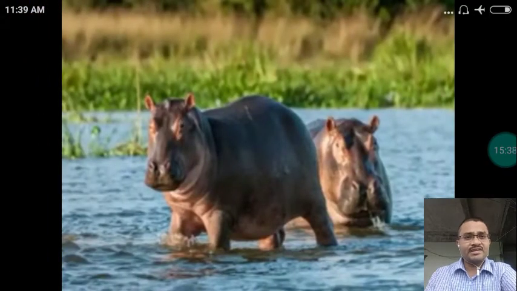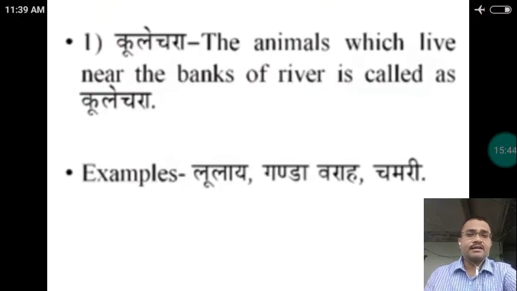Now, the first classification, hippo. Kulechara. What are Kulechara? The definition of Kulechara animals is the animals which live near the banks of a river. Near the banks of the river, they will dwell. Examples: Lulaya, Ganda, Varaha, Chamri.